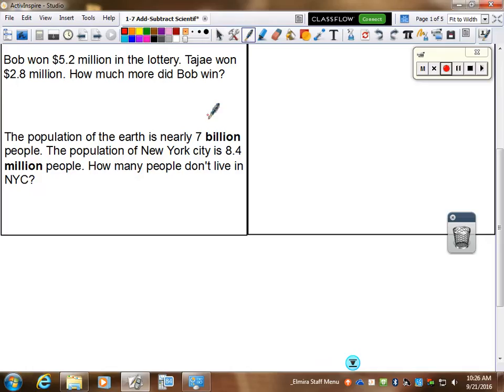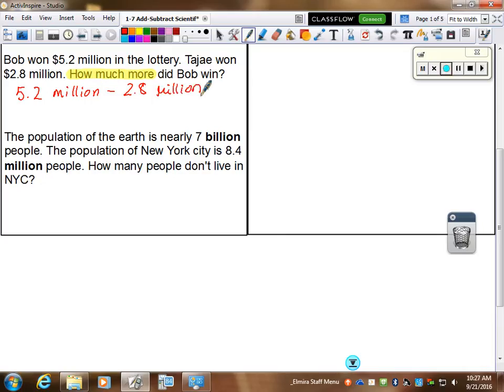Okay, so Bob won $5.2 million in the lottery and Tajay won $2.8 million. How much more did Bob win? Okay, so our learning target today has to do with adding and subtracting, and the key words how much more are telling us to subtract. So 5.2 million minus 2.8 million.